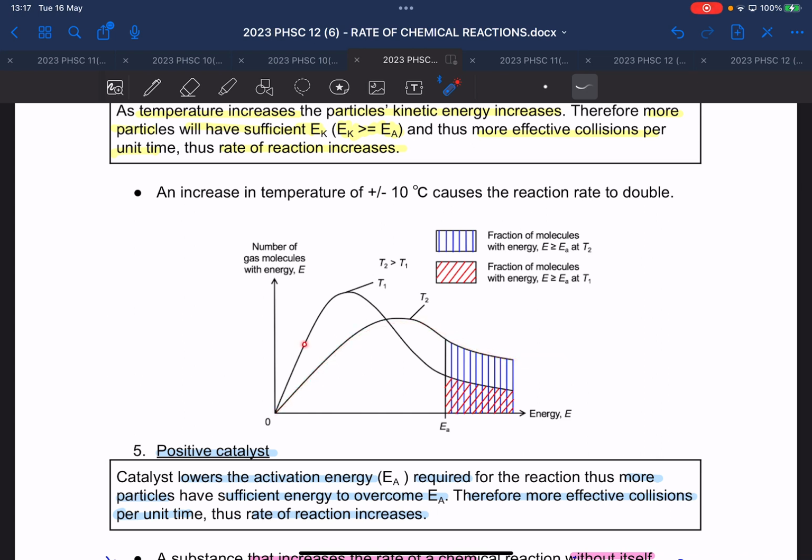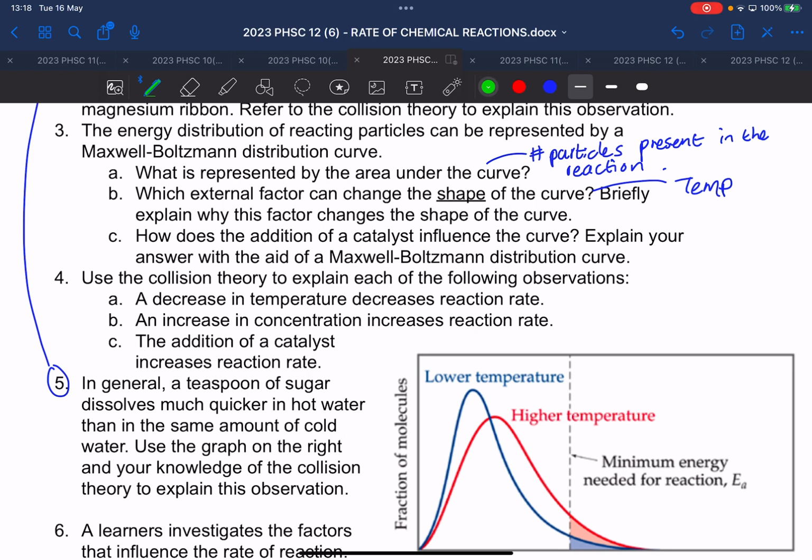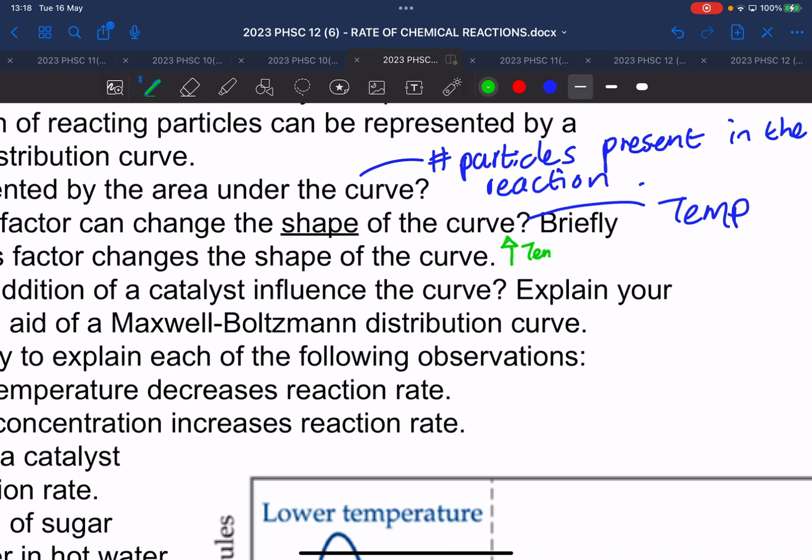Okay, so let's say this one had energy of 10. Now it has energy of 20. This one had an energy of 20. Now it has an energy of 30, for instance. So the whole thing shifts to the right. So what I want you to write down there is the temperature. Briefly explain why. An increase in temperature increases the kinetic energy of the particles. Thus, more particles have a higher temperature.